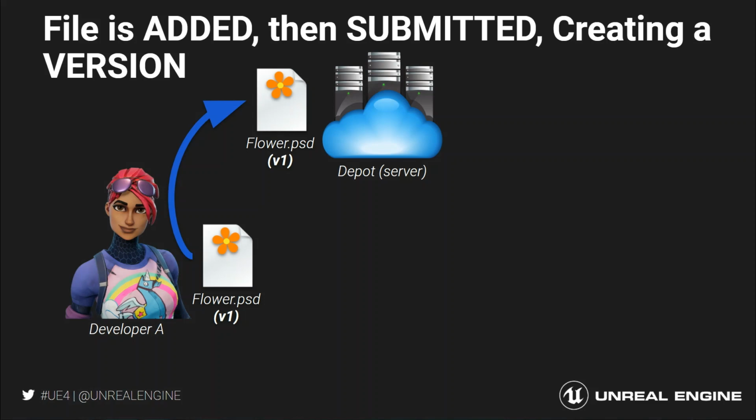And submitting is a really important step, and we will see it a couple more times during this talk. Submitting is when you actually upload your changes to the server for the rest of your team to access. And when you do this, you create a version of that file. So now developer A has a copy of flower.psd on their hard drive, their local workspace, and it's version 1. And there's also a version of that file up on the server.